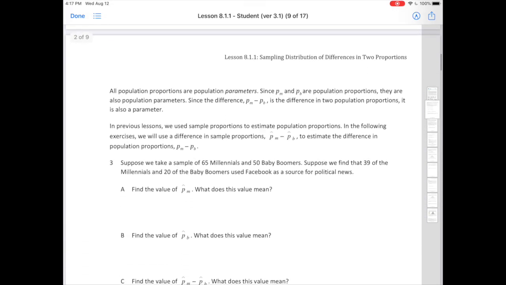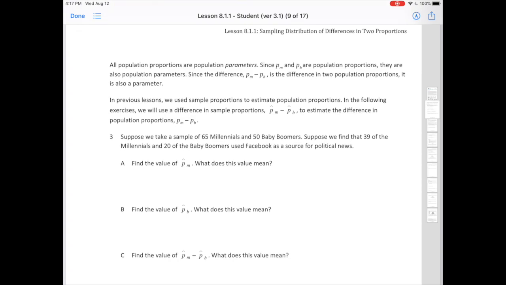All population proportions are population parameters. Since PM and PB are population proportions, they are also population parameters. Since the difference, PM minus PB, is the difference in two population proportions, it is also a parameter. In previous lessons, we used sample proportions to estimate population proportions. In the following exercises, we will use a difference in sample proportions, PM hat minus PB hat, to estimate the difference in population proportions, PM minus PB.